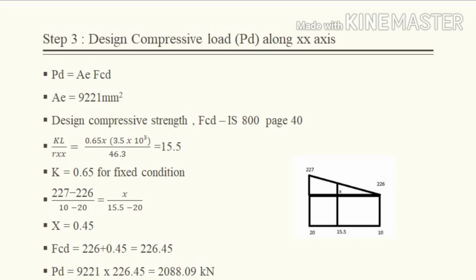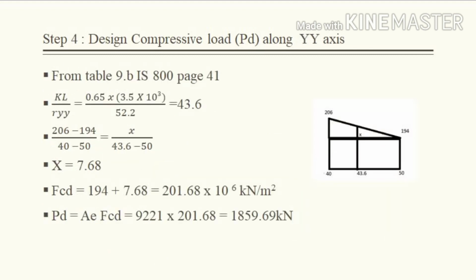Hence PD is equal to area into strength, that is 9,221 into 226.45, that is equal to 2088.09 kilonewton. Similarly, we should find out the design compressive load PD along YY axis.